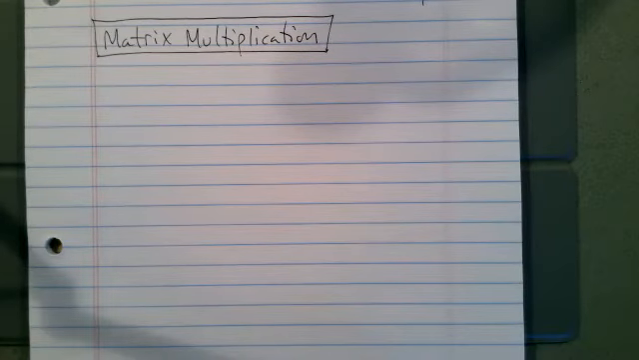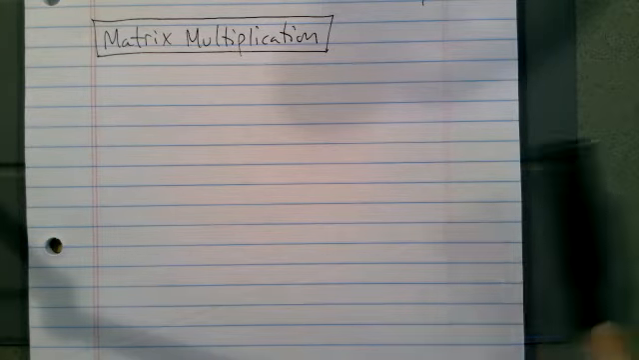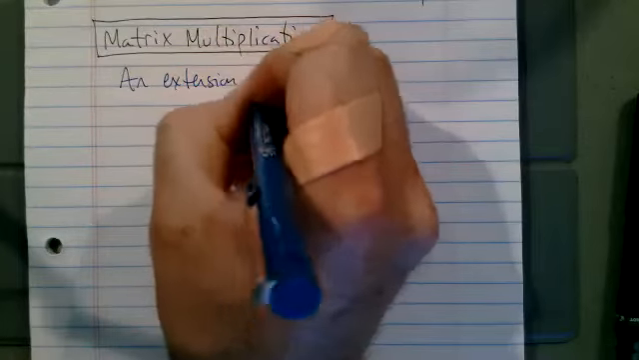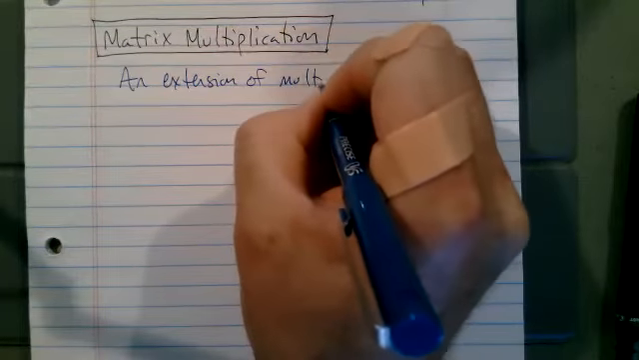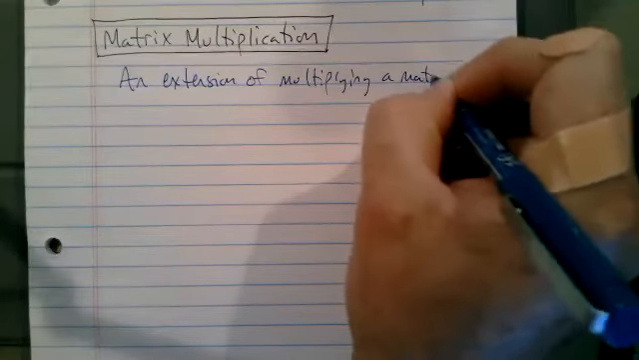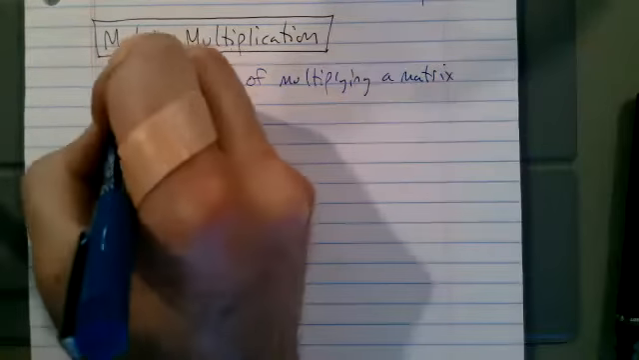Let's take a look at matrix multiplication. We know most of what we need to know about matrix multiplication already. Matrix multiplication is going to be an extension of multiplying a matrix by a vector.